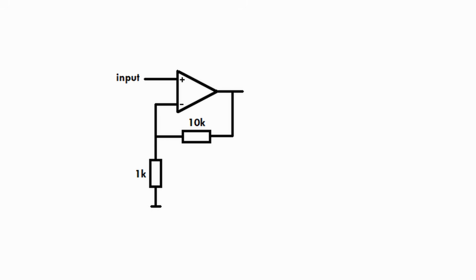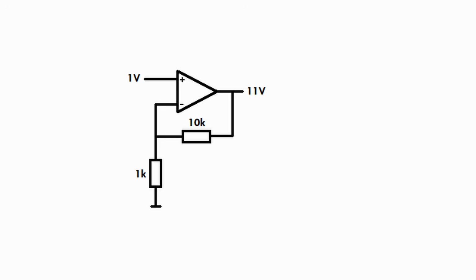Which means if I took that circuit and I fed 1 volt into it, so like apply 1 volt into its input, we get 11 volts out of it. Or if I put a 1 volt peak-to-peak sine wave into it, we get an 11 volt peak-to-peak sine wave out of it, right? That's what this circuit does.